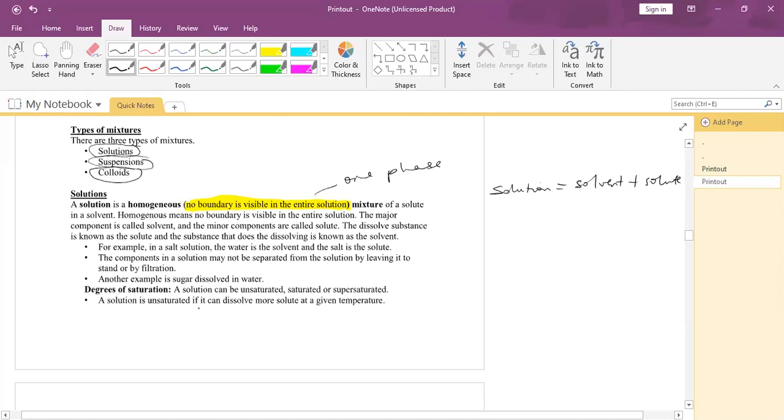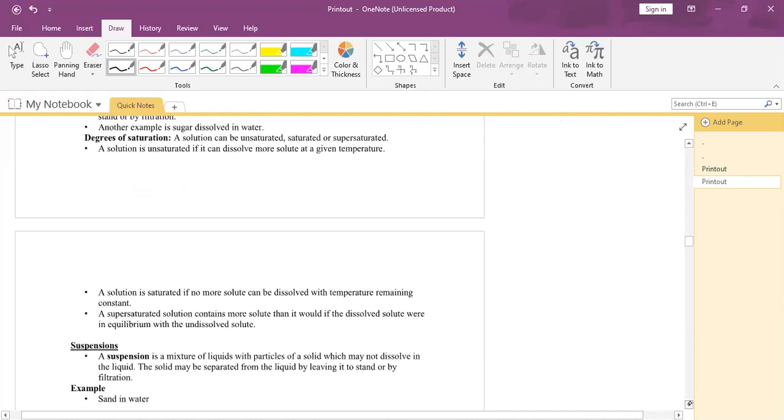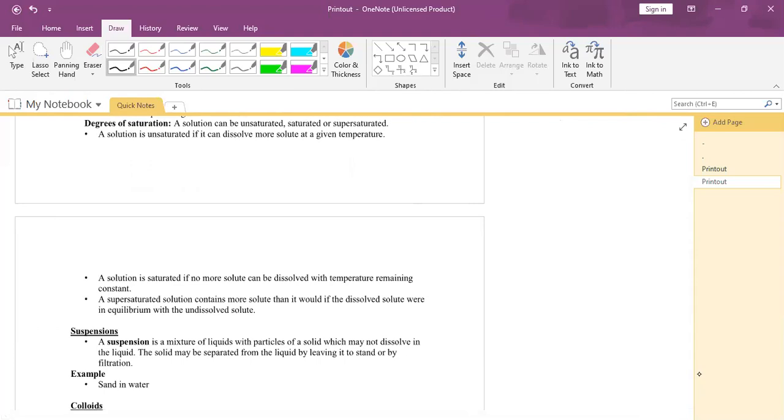And there are different degrees of saturation when you dissolve something. So let's talk about the degrees of saturation. A solution can be either saturated, unsaturated, or what we call supersaturated. Unsaturated, saturated, and supersaturated, all right? A solution is unsaturated if it can dissolve more solute at a given temperature, right? So let's take room temperature, and I have water.